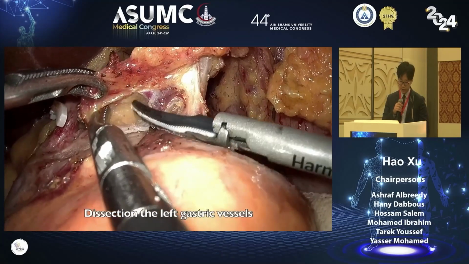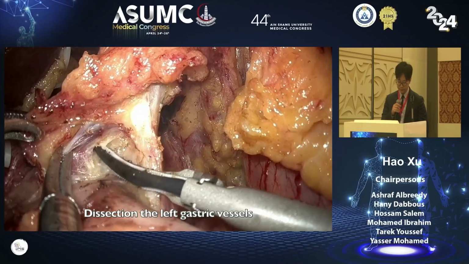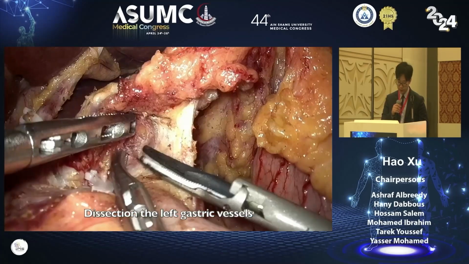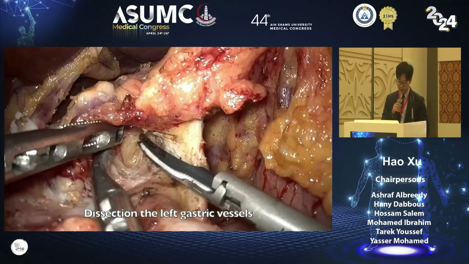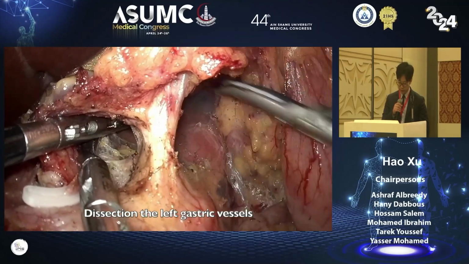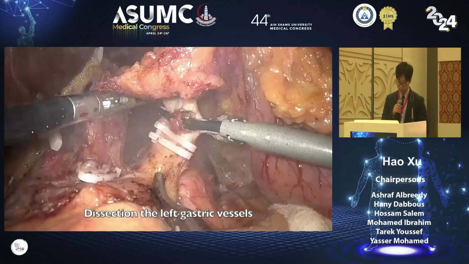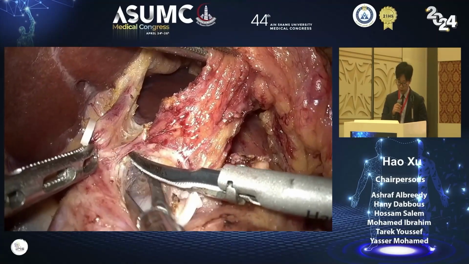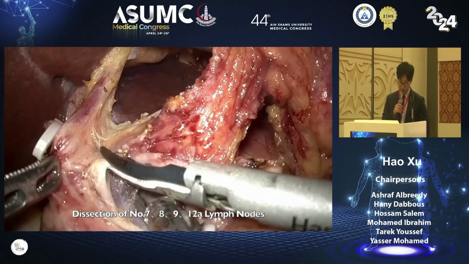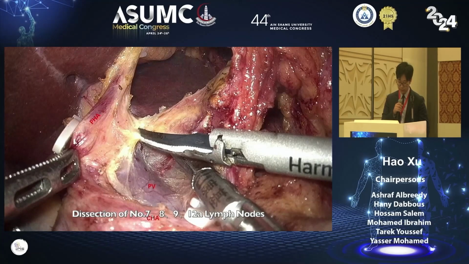Then after doing this, it is easy for us to find out the right gastric vein. We just dissect it and continue to dissect the number 7 and the number 9 lymph nodes for the isolation of the left gastric artery. Then we try to dissect the tissues just around the portal vein to dissect the number 12A lymph nodes.